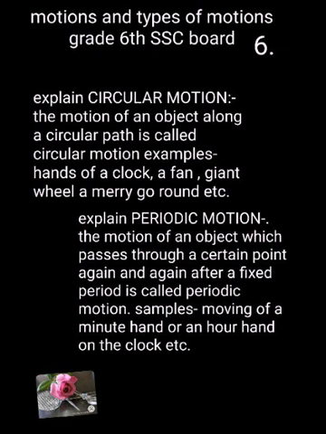Explain what is a circular motion. The motion of an object along a circular path is called circular motion. Examples: hands of a clock, a fan, giant wheel, a merry-go-round. Explain periodic motion. The motion of an object which passes through a certain point again and again after a fixed period is called periodic motion. Examples: moving of a minute hand or an hour hand on the clock.